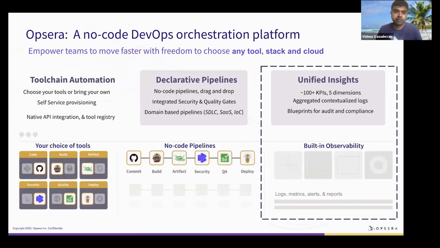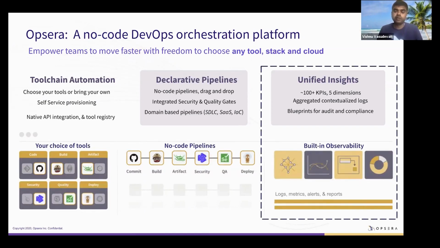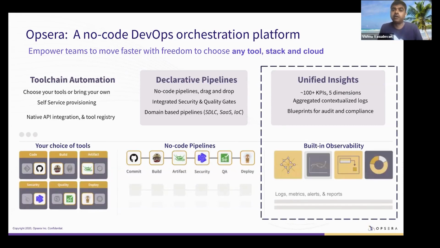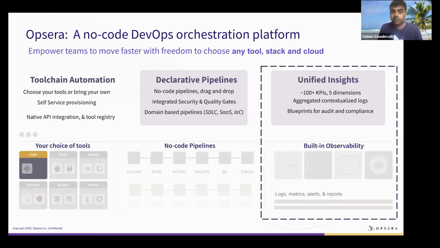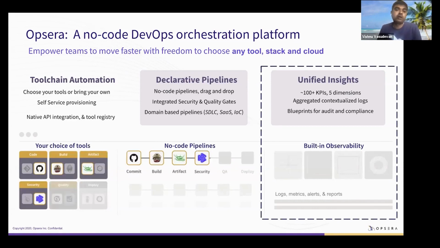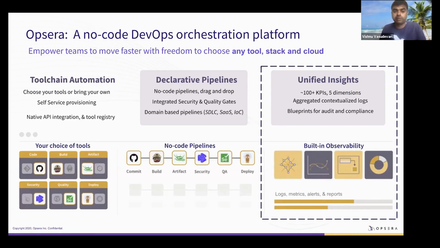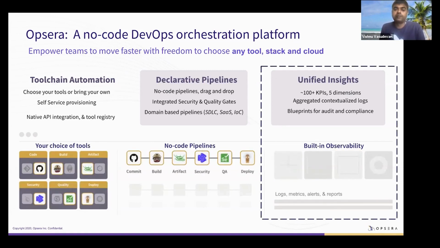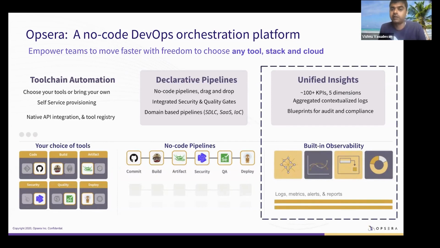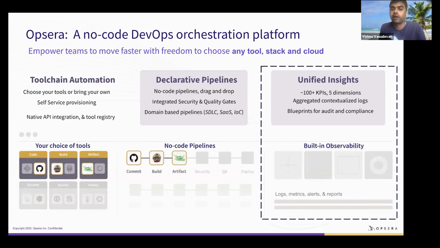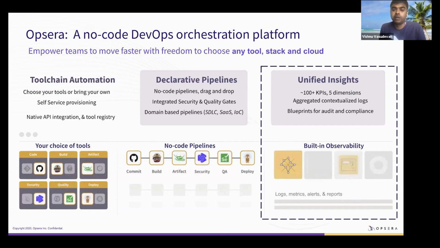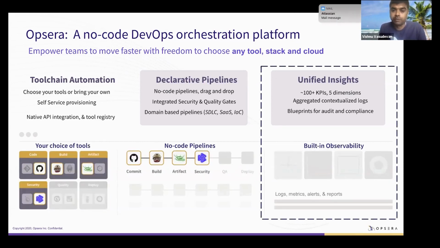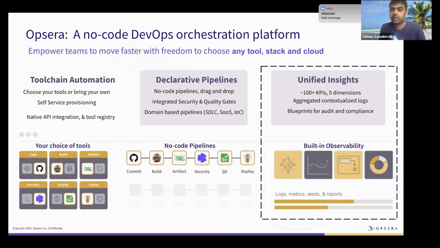One is toolchain automation, where you can pick and choose the tools that you need for your technology stack. The technology stack can be SaaS-based applications like Salesforce, or infrastructure as code, or SDLC. So developers have the choice to pick the tools they want. Then we have declarative pipelines, which we call no-code pipelines, where you can drag and drop and build security and quality gates in minutes. You can build domain-based pipelines, as I said, for SDLC, SaaS, or IaC.